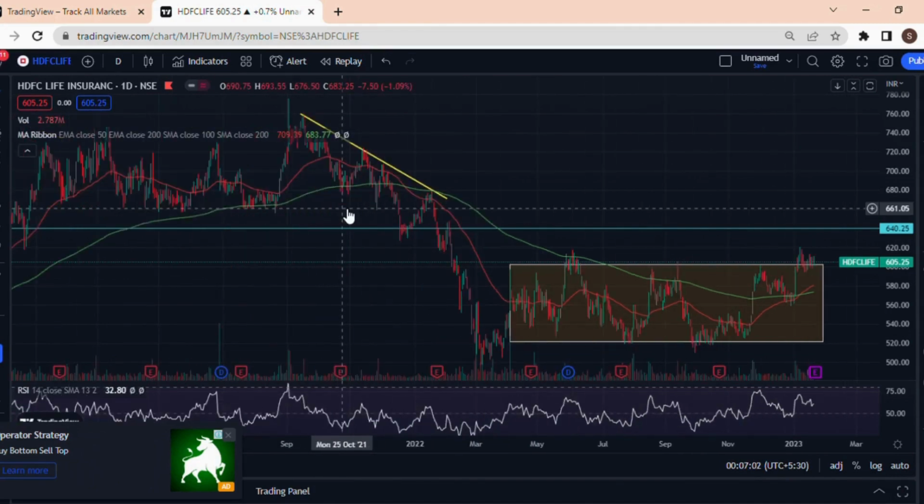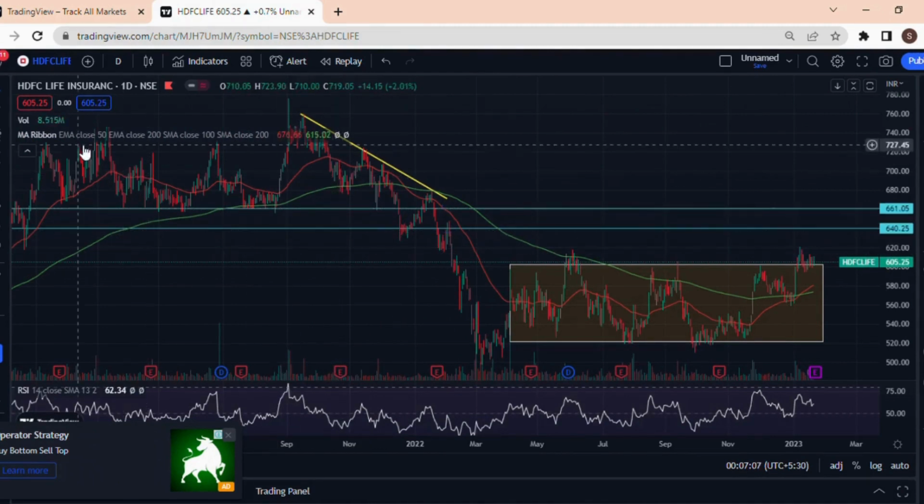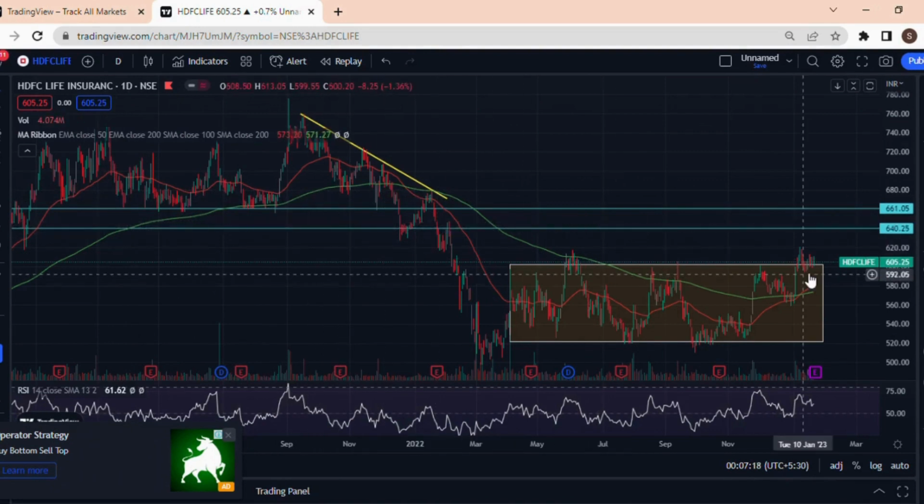If you look at the chart for this stock, 660 has been a very good level. When the stock has been on the upside, the price tries to take support at that 660 level. You can see here it has taken support multiple times. So if the stock makes an upward move from here on, the first target could be somewhere around 640, and the second one would be around 660.